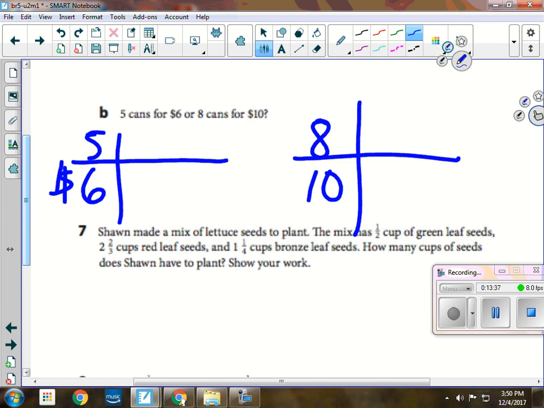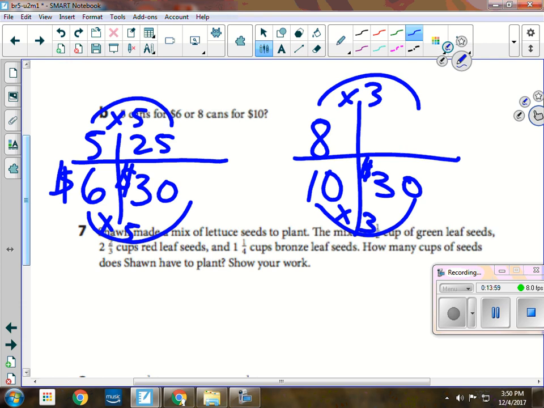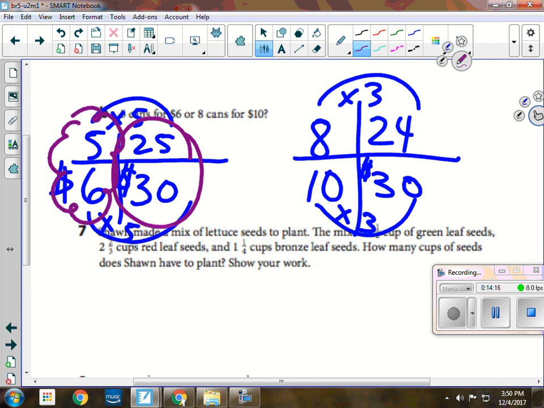And I am, let's see, I'm going to make these both $30 worth. So I'm going to multiply that by 5. So I buy 5 packages of this. I can get 25 for $30, or I could spend 3 times as much to get the $30. And I got to have 3 times as many cans. I got 24 cans for $30. So by a hair, by just a hair, 25 cans for $30. You get 1 more can. So the better deal is our 5 cans for $6.